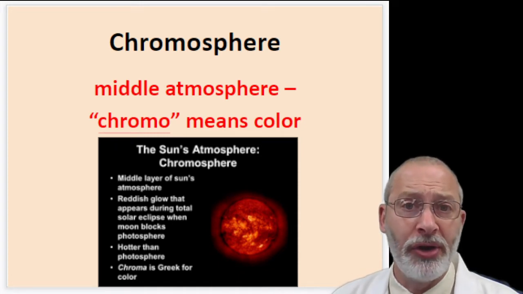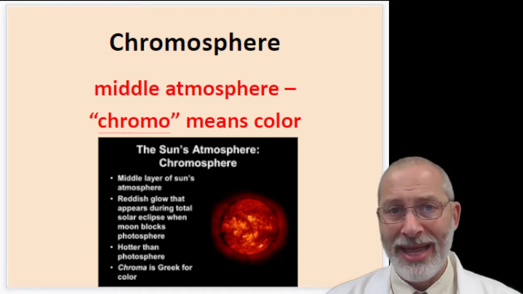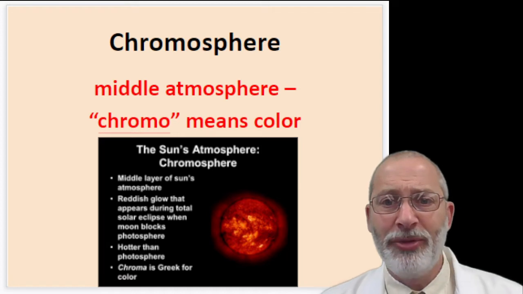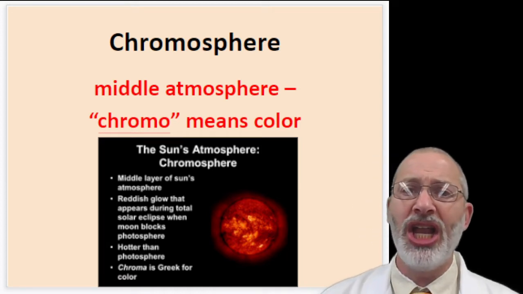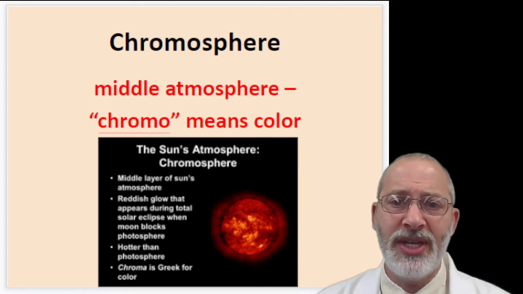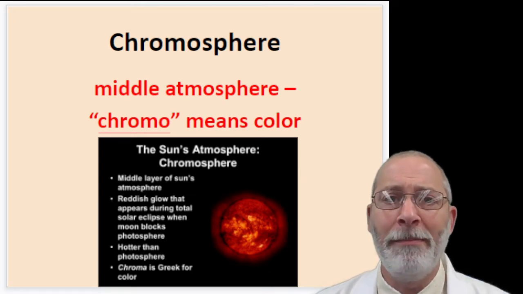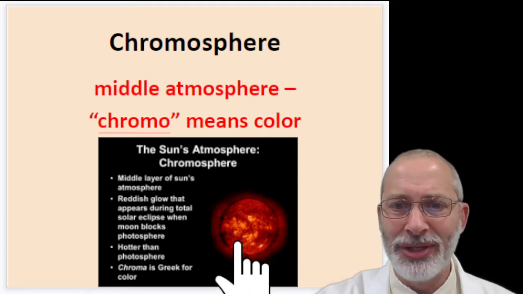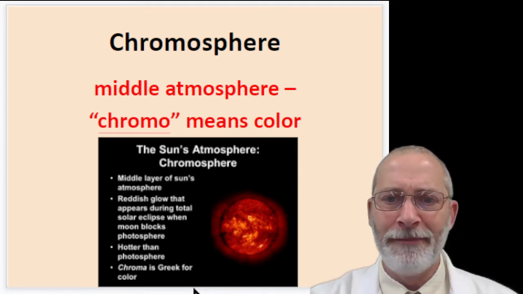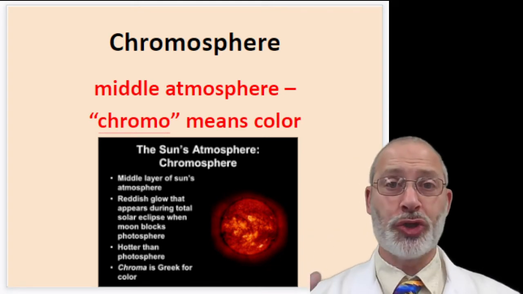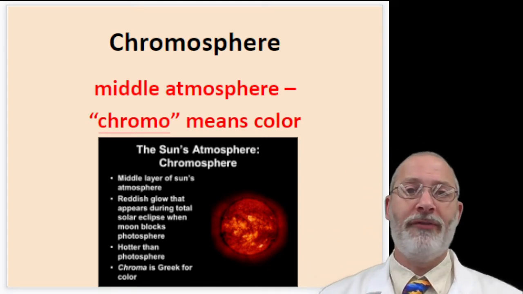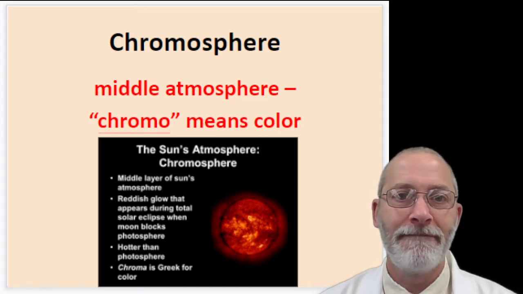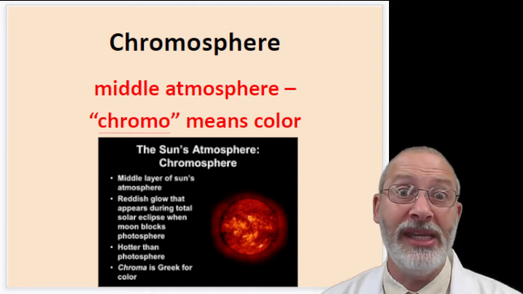The chromosphere, also known as the middle atmosphere, is an area that really produces the color of the sun that we see, because chromo means color. Now, this is not the best image right here, at least for our sun, but here's the deal. When we draw this, what color do we draw the sun? If we've got crayons or markers, what color do we draw the sun? Yellow, right? Yeah, we color the sun yellow.